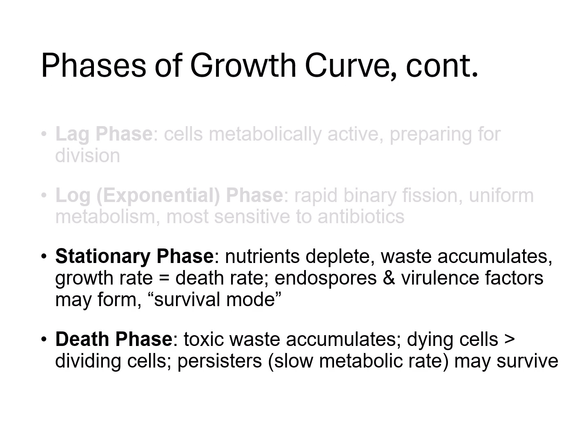In the next phase, we have the stationary phase. This is when nutrients start running low, waste accumulates, and the rate of cell division equals the rate of cell death. Cells might produce endospores and virulence factors at this time, so these cells are currently in survival mode. Finally, we have the death or decline phase. This is when toxic wastes accumulate and dying cells will start outnumbering dividing cells. A few persisters sometimes will survive, and these are microbes with slow metabolic rates.